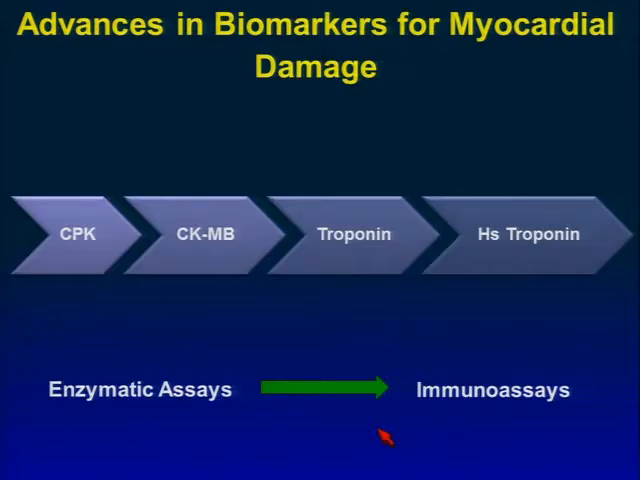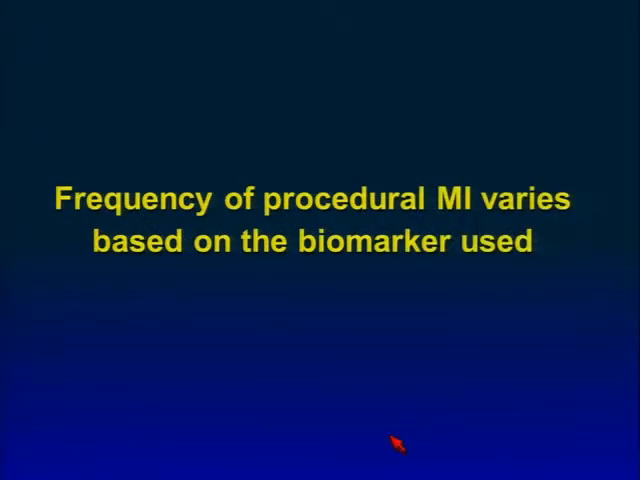So there have been a lot of advances in biomarkers for myocardial damage, moving from CPK to CKMB to troponin to high sensitivity assays of troponin, and we also moved from enzymatic assays to immunoassay. All of these translate to detection of progressively smaller concentrations of cardiac troponins in the peripheral circulation. So this has a direct implication on the frequency of procedural MI, because this does vary with the biomarker used.